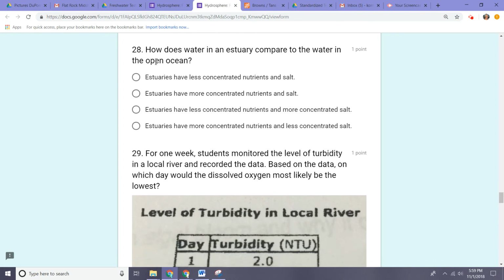Number 28. How does water in an estuary compare to water in the open ocean? Estuaries have less concentrated nutrients and salt. Estuaries have more concentrated nutrients and salt. Estuaries have less concentrated nutrients and more concentrated salt. Estuaries have more concentrated nutrients and less concentrated salt.